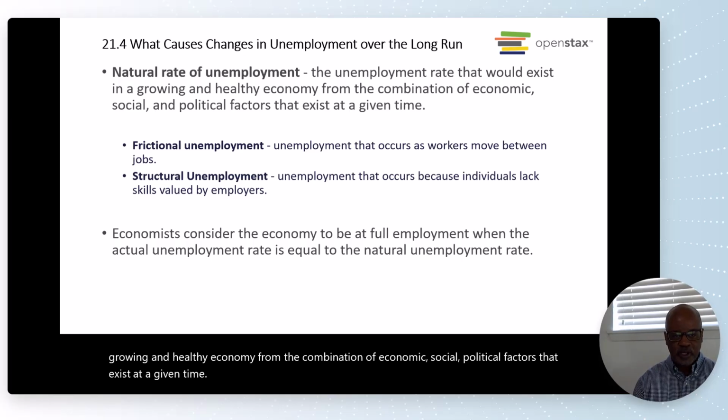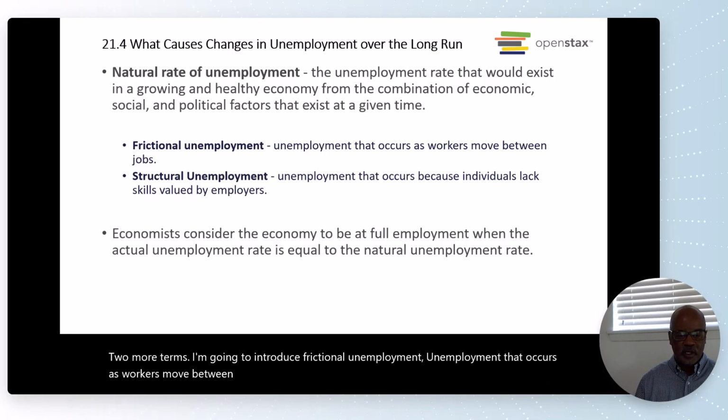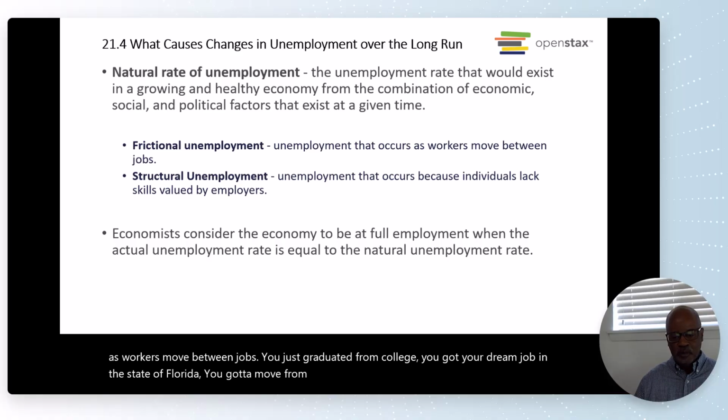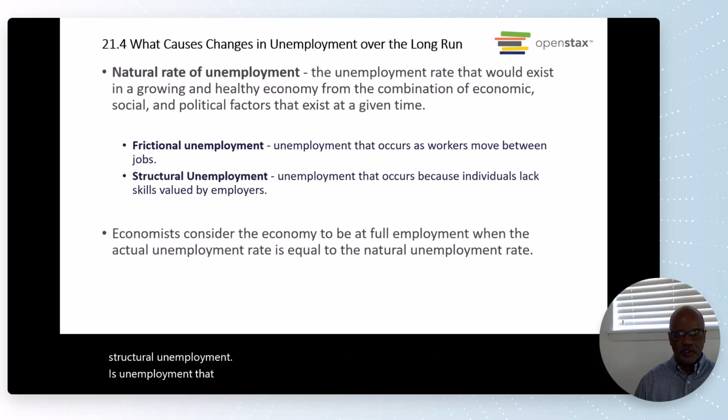Two more terms I'm going to introduce: frictional unemployment, unemployment that occurs as workers move between jobs. You just graduated from college, you got your dream job in the state of Florida, you got to move from Texas, so you got to pack up, move to Florida, get you a new place, move in, and get ready for work in a month. That's frictional unemployment. Structural unemployment is unemployment that occurs because individuals lack skills valued by employers.